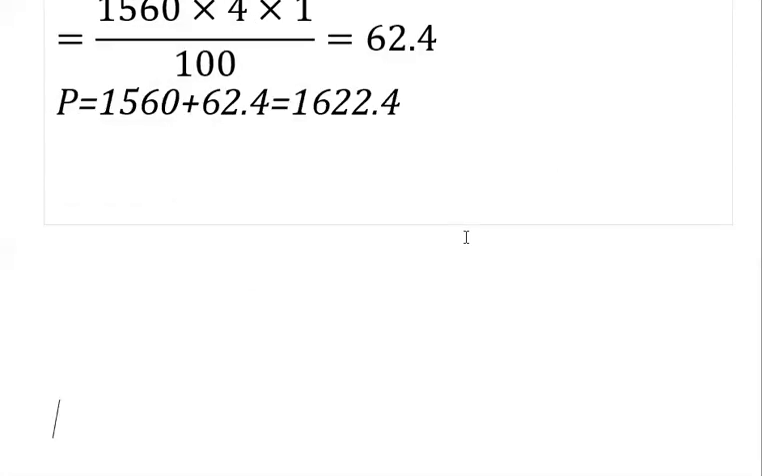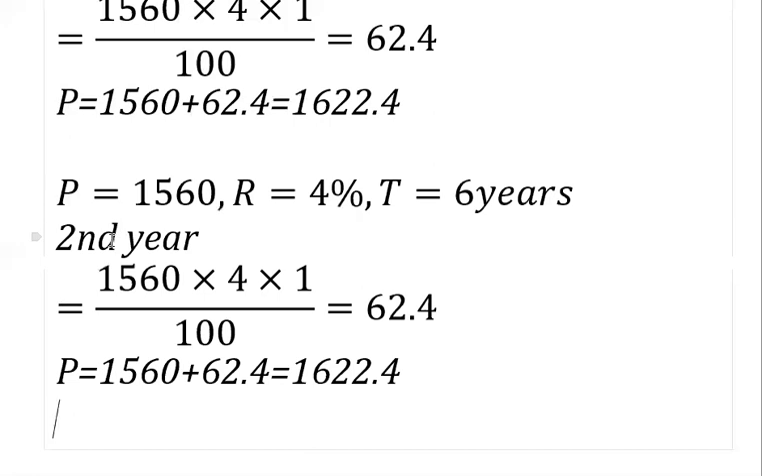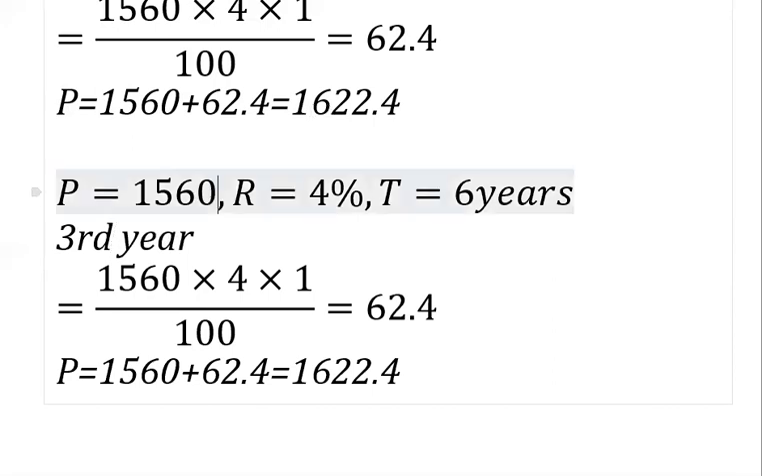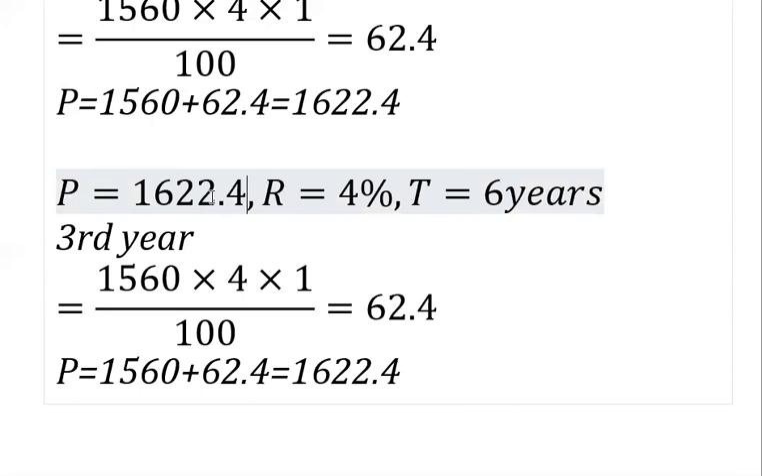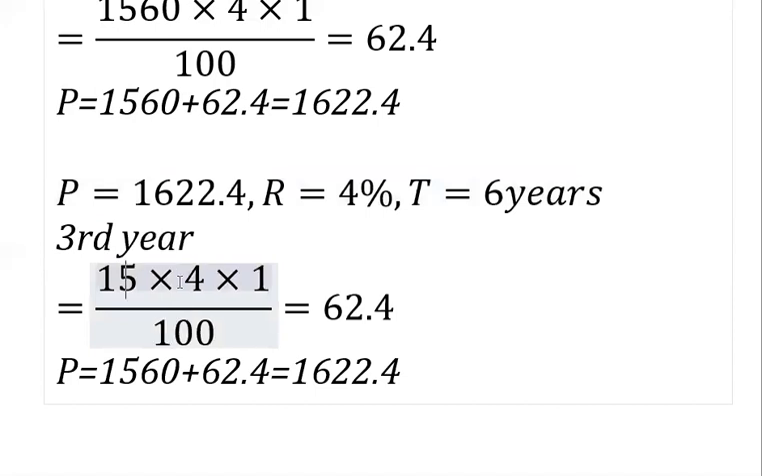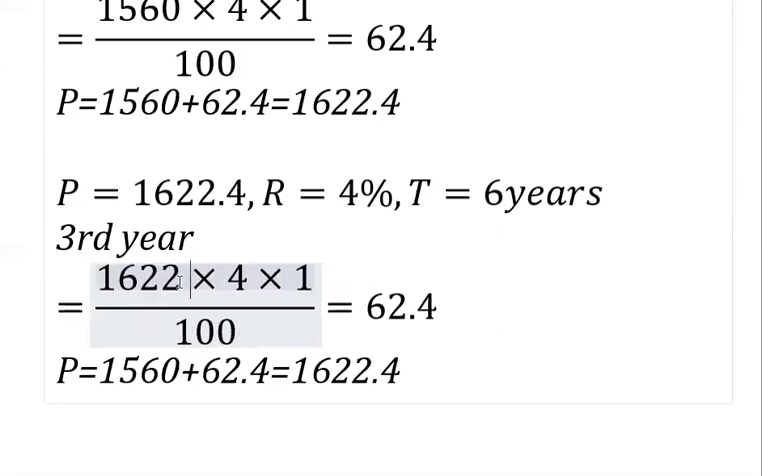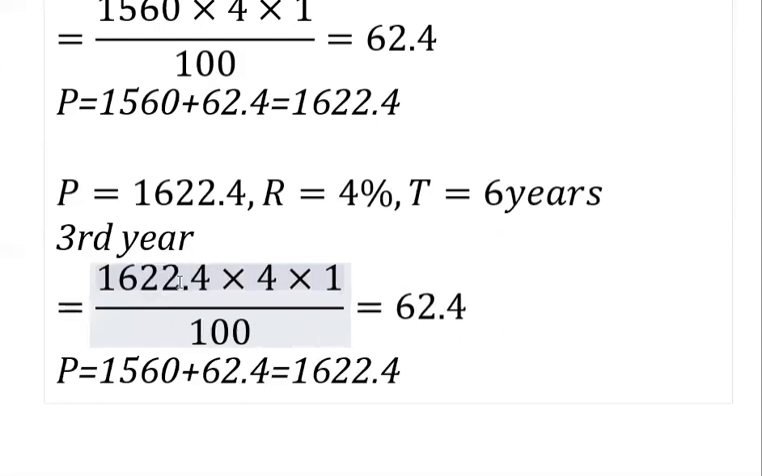Let's use this as a template. We move to the third year. This time around, our principal will now be the new principal, 1622.4. So we change this to 1622.4. That's our new principal. Times 4 times 1 divided by 100.